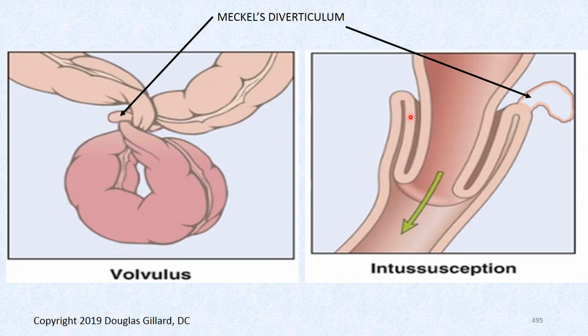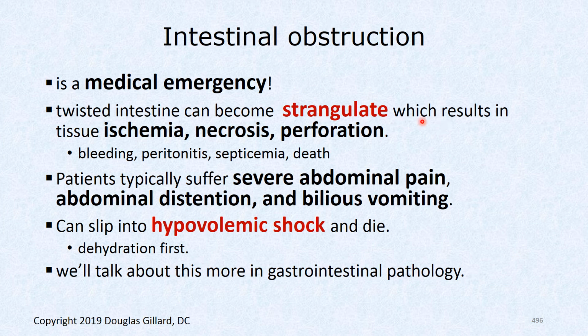You got blood vessels in here getting pinched, and you got ischemia occurring, and just a very dangerous situation. Okay, obstruction is a medical emergency. Everything I just said. The twisted intestine can become strangulated, which leads to no blood flow for the tissue downstream to the strangulation. So you get ischemia, necrosis, death, perforation of that tissue, and you got big trouble. Septicemia can occur. Very dangerous.